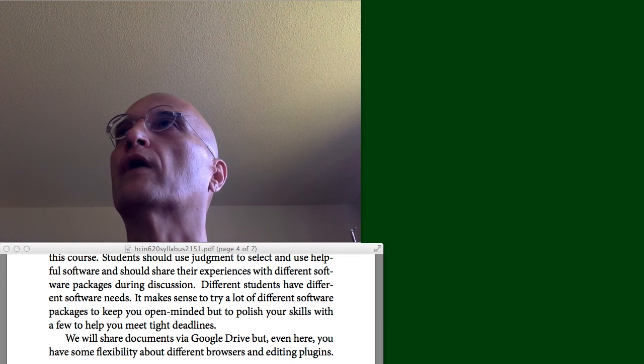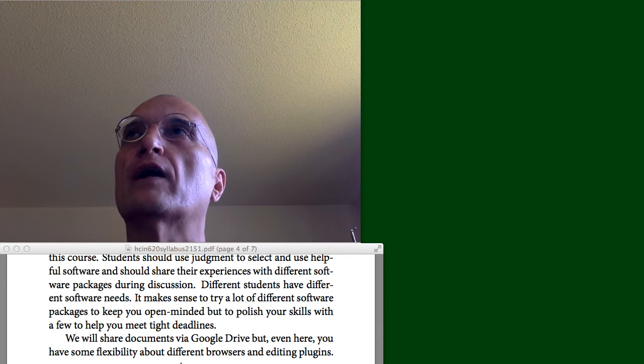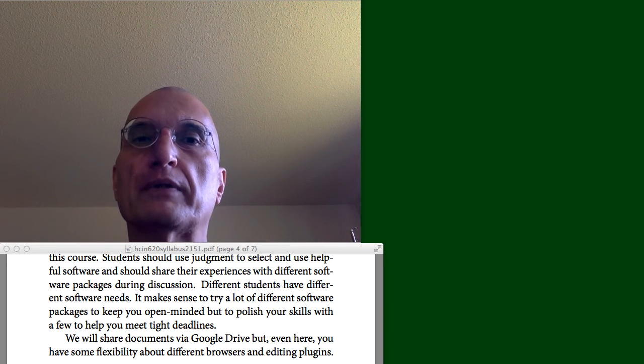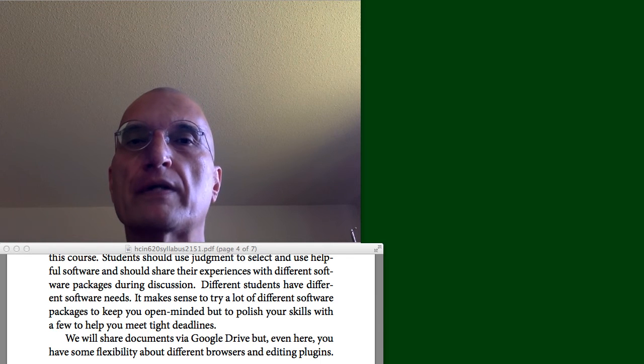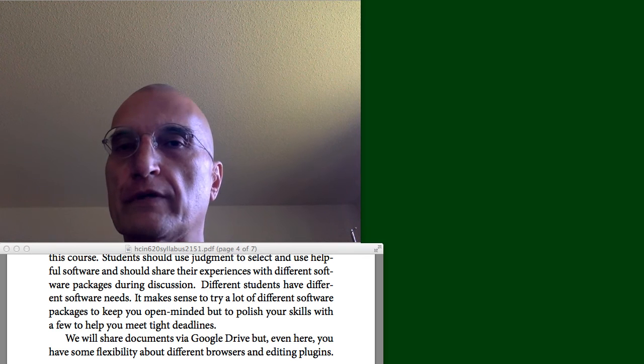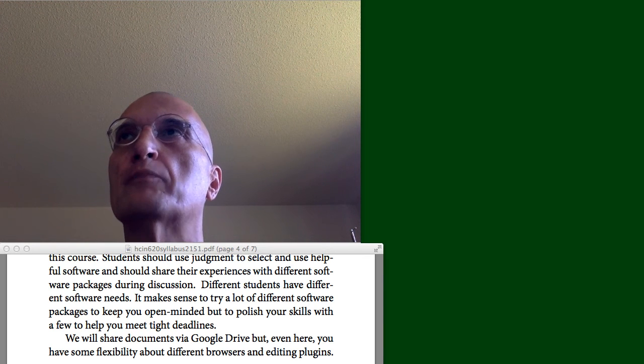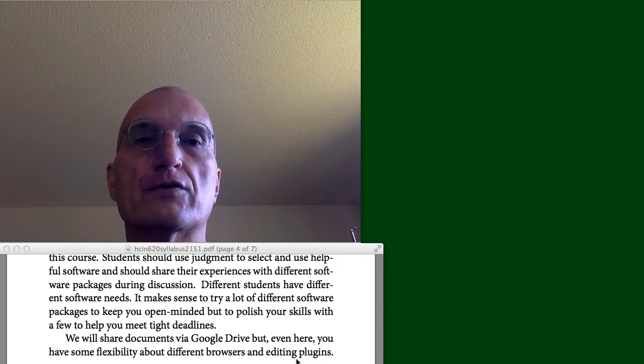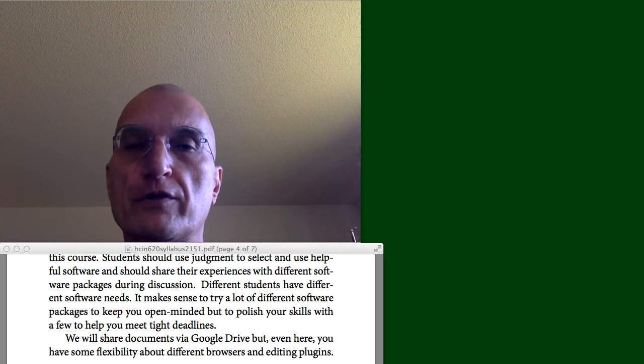We'll be using Google Drive. Even if you're using Google Drive, though, you may not realize this, but there are plenty of different applications that can be used now with Google Drive. Google Drive is getting more open all the time, and you don't necessarily have to use Chrome. You don't necessarily have to use any specific browser, and there are all kinds of editing plugins available, many of which don't work very well, by the way.